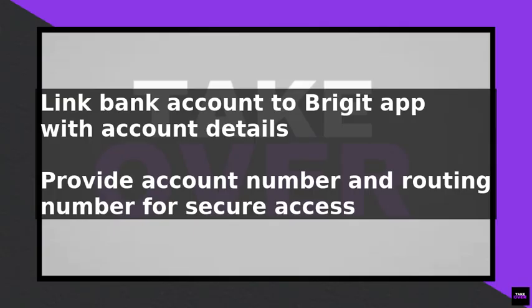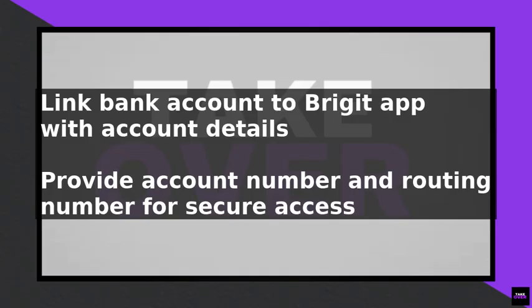After linking your bank account, you will need to set up your Brigit account by providing some additional information, such as your income and employment details. This information is used to determine your eligibility for a Brigit Advance. You will also need to agree to the terms and conditions of the service.